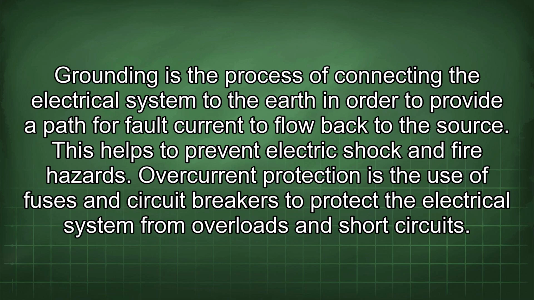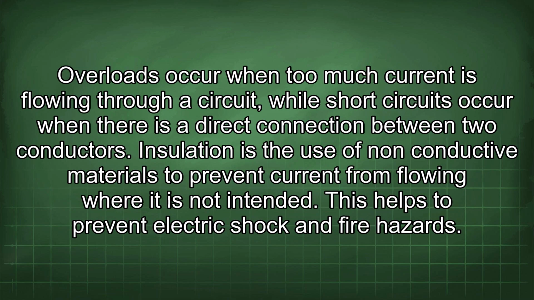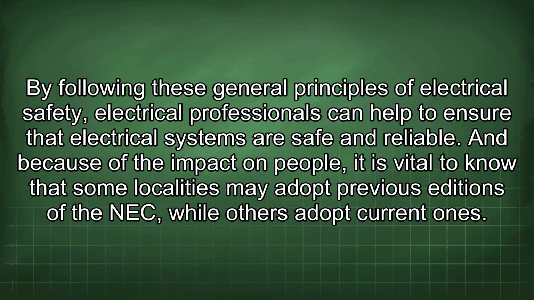Overcurrent protection is the use of fuses and circuit breakers to protect the electrical system from overloads and short circuits. Overloads occur when too much current is flowing through a circuit, while short circuits occur when there is a direct connection between two conductors. Insulation is the use of non-conductive materials to prevent current from flowing where it is not intended. This helps to prevent electric shock and fire hazards. By following these general principles of electrical safety, electrical professionals can help to ensure that electrical systems are safe and reliable.